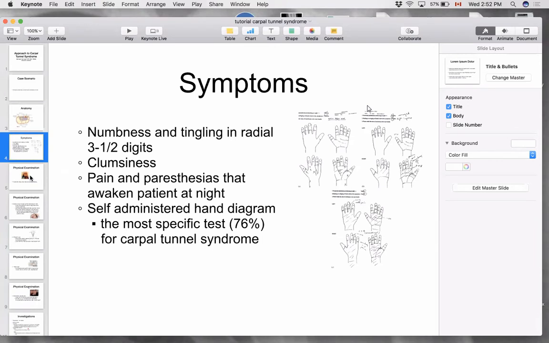So basically, history is about numbness, the distribution of the numbness, the timing of the numbness, usually at night, waking the patient from sleeping, and then the patient starts shaking.